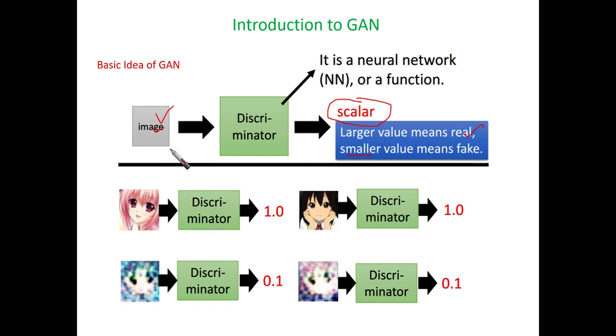Let's say you provide this image to the input of the discriminator, and it calculates all of the parameters and mathematics inside the neural network. If the output is one, or a high value, it says, okay, it's a real image. For example, this one calculates the value one, which means a real image. But if you give this kind of fake image, the discriminator decides, because the output value is poor, that this is a fake image. For example, the output is 0.1, so the discriminator decides this image is fake.